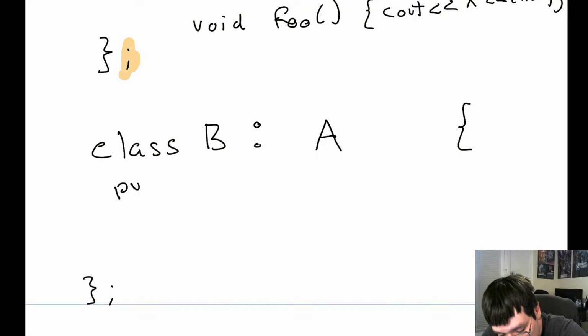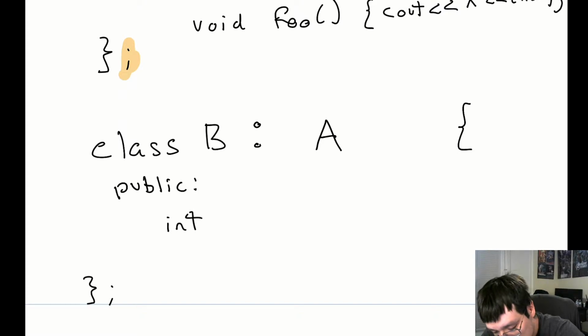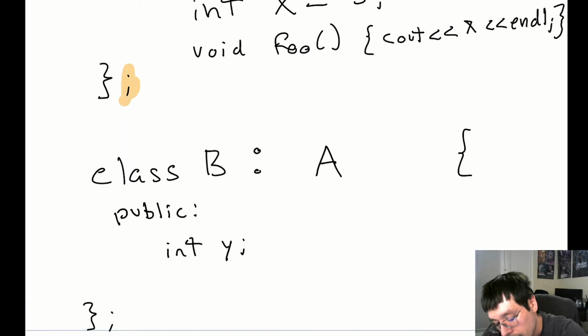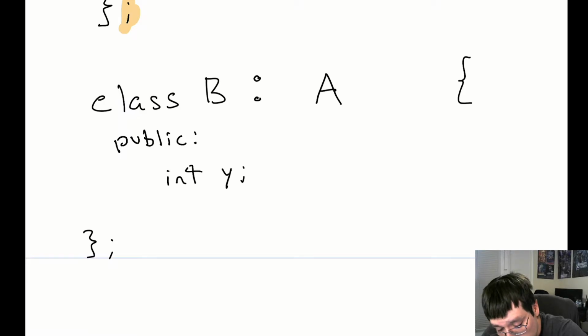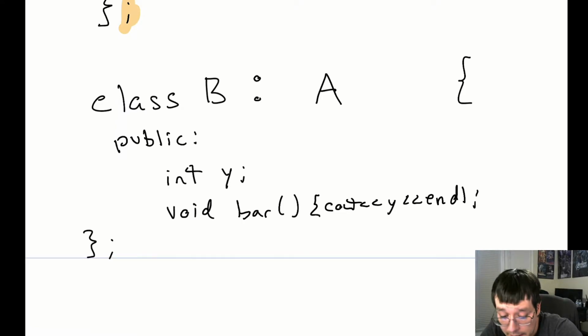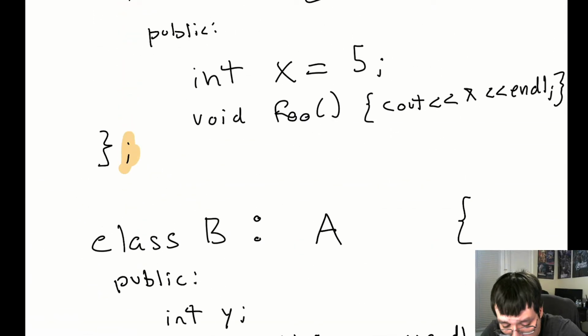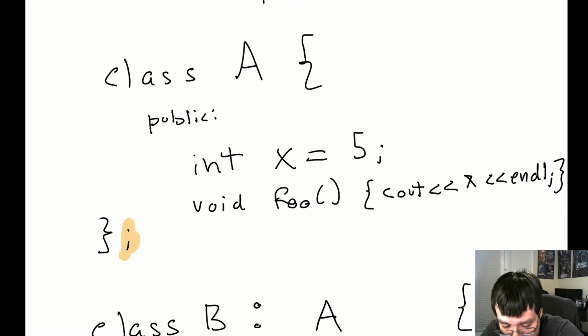Let's go ahead and add some things to class B. Again, I'm trying to make it a two-dimensional graph, so I'm going to add an int y. I can add in another function, maybe a random function, void bar, which does the same thing, cout y. I can also modify functions from the original class. So I could have a function here in the original one. Let's say I had a function that just printed, called function print.